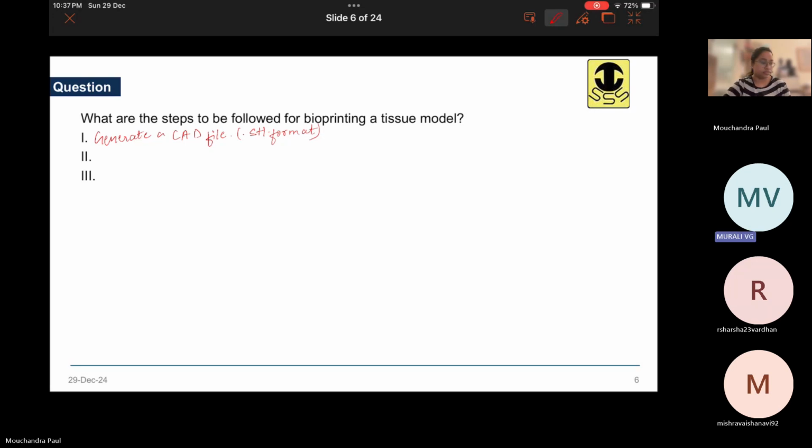Bioink preparation, ma'am. Yes, you're correct. We need to prepare the bioink. Depending on what type of bioprinter you have, the properties of the bioink will differ, so accordingly you will have to choose the material. And depending on your tissue of interest, you will choose the cell type and other bioactive factors in order to prepare this bioink. What's next?